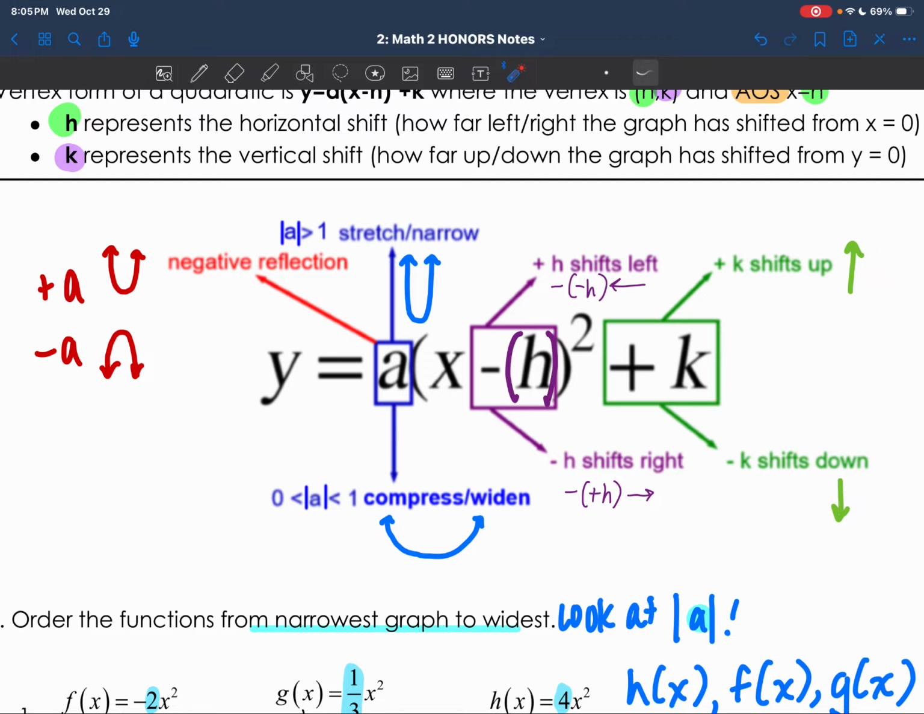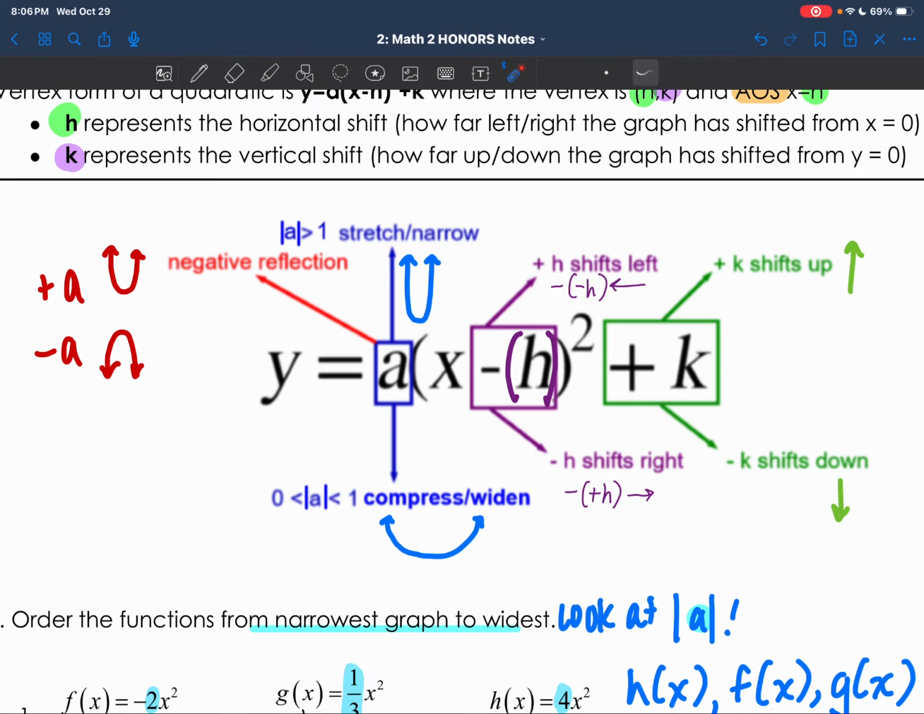It's first going to tell you if it opens up, if a is positive, or it's going to tell you if it opens down, if a is negative. In this case, a is positive, so that means it's going to open up. a will also tell you a couple things. If a is greater than 1, it's going to stretch or narrow, so it's going to be skinnier and stretch out that way. Or if a is between 0 and 1, it's going to compress or widen, so it's like someone's flattening it. So a can tell you a couple different things.